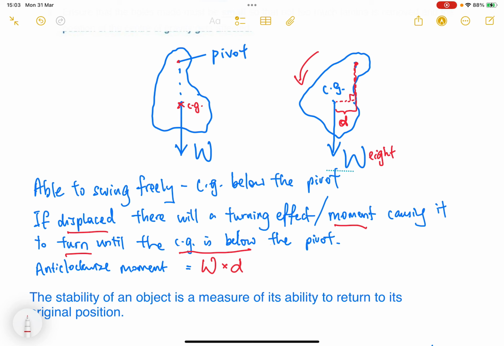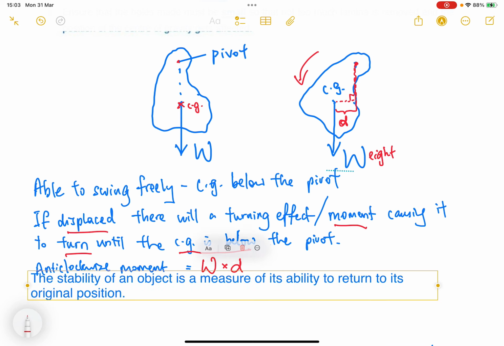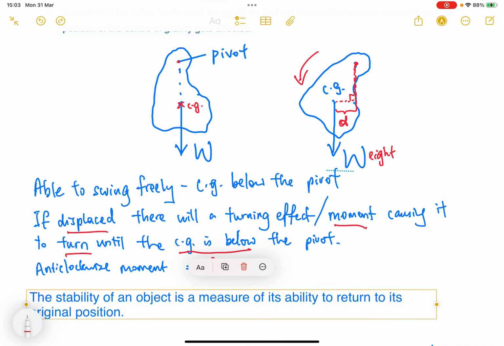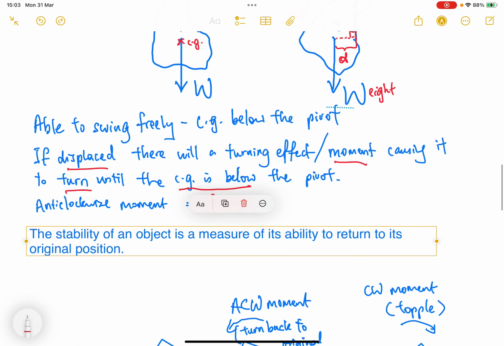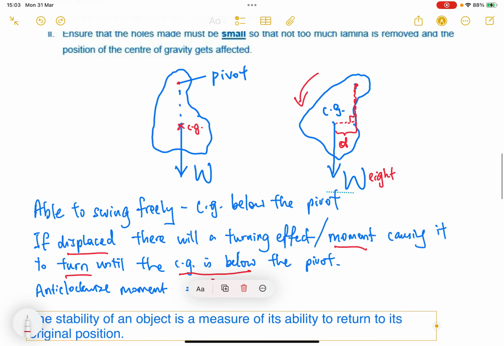All right, so it will always turn until the moment is 0. So you continue to swing to and fro until the moment or the turning effect is 0, where finally the CG is directly below the pivot. Okay, so that's how it works for an irregular shaped laminar.